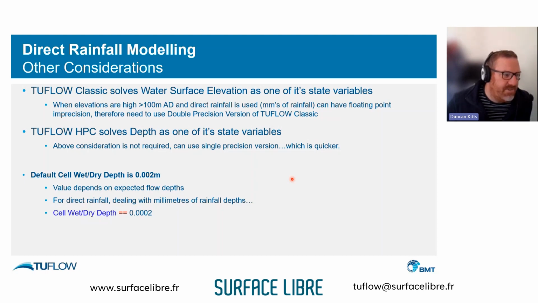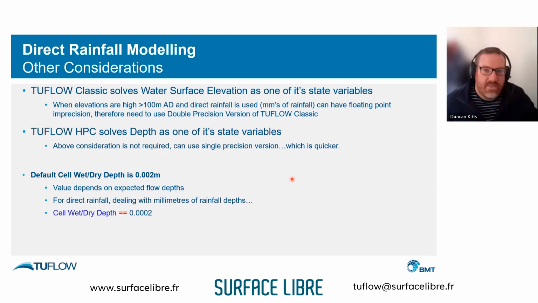That's not an issue with TUFLOW HPC because it's actually solving depth rather than the water surface elevation. So you can use the single precision version, which is great because that's quicker, particularly when running on GPU. Another thing to bear in mind is that the default cell wet dry depth in TUFLOW is 0.002 meters. However, if you are dealing with direct rainfall, again, millimeters and sub-millimeters of rainfall depth, then you probably want to reduce that to 0.0002. Hopefully I got the right number of zeros then.